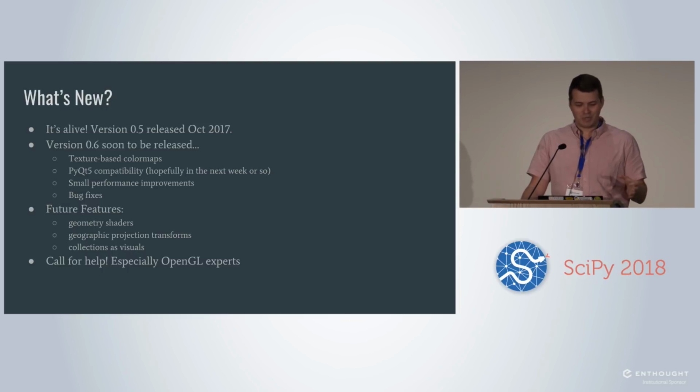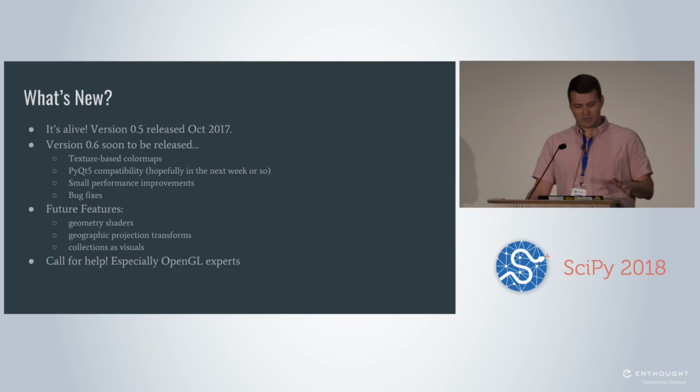The new release will have texture-based color maps, so we can support a wider variety of color maps. Before, we were implementing these color maps as if-else blocks in the GPU shader language, and now they're actually just textures, so you get nice interpolation with that. PyQt5 compatibility is the current thing that's holding me up because Travis doesn't want to play nicely. If there are any experts on PyQt5 OpenGL stuff, please come talk to me. There are plenty of small performance improvements across different areas in SymPy.